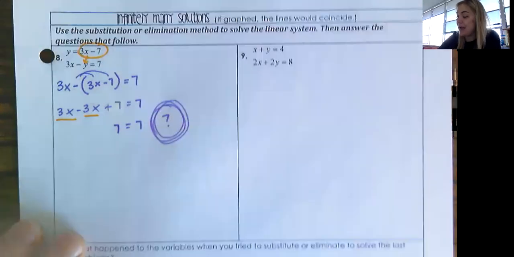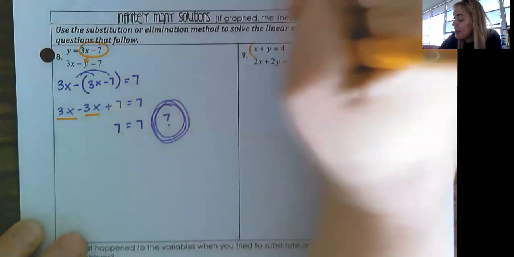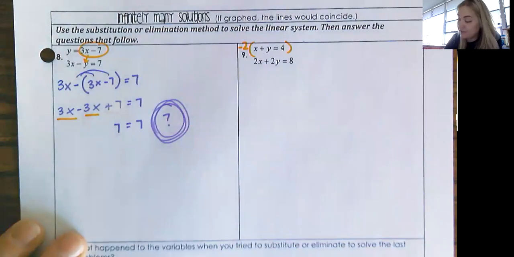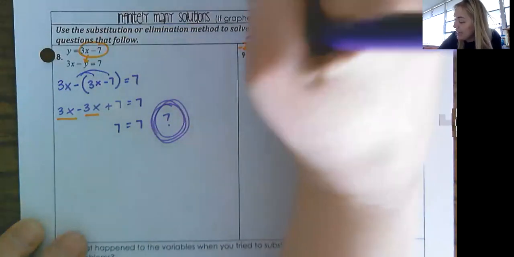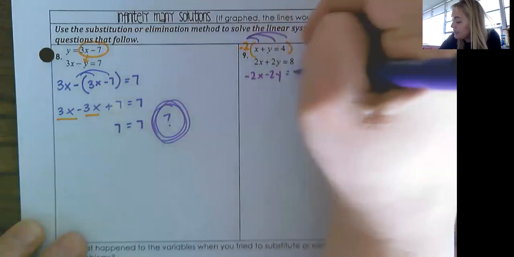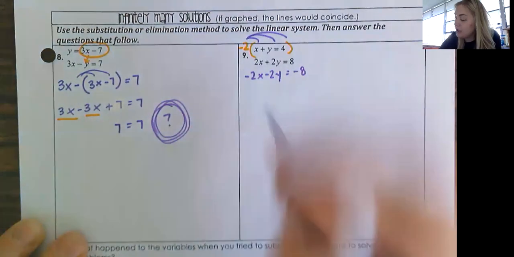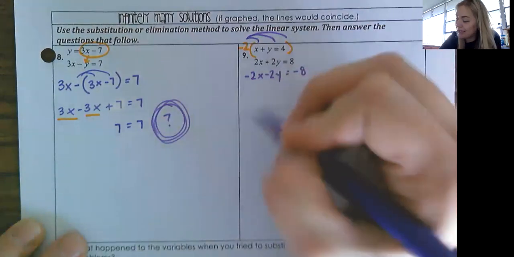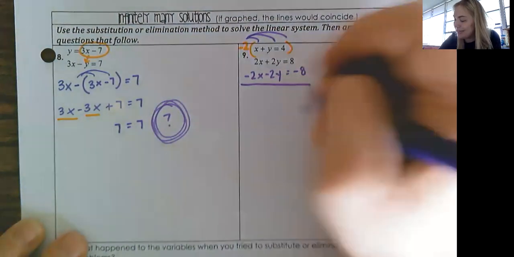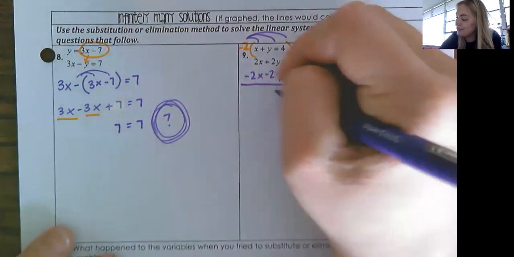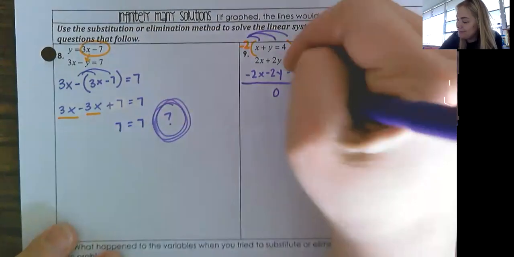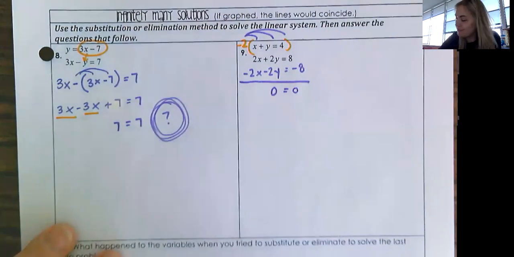Let's try the next one. I'm going to use elimination here. To get the opposites in front of the x's, I'll multiply the whole top equation by -2. When I distribute that, I get -2x minus 2y equals -8. So 2x minus 2x, the x's eliminate. 2y minus 2y, the y's eliminate. What do you do when everything eliminates? You put a 0 there. Okay, 8 and -8 combined also give me 0.